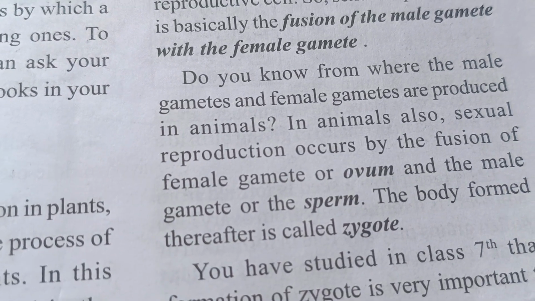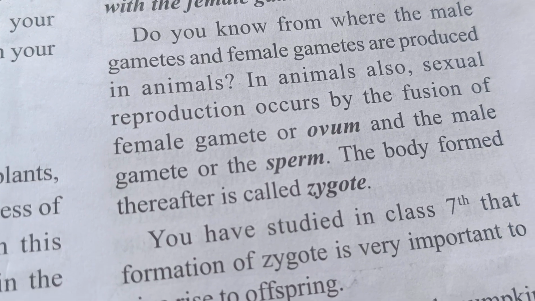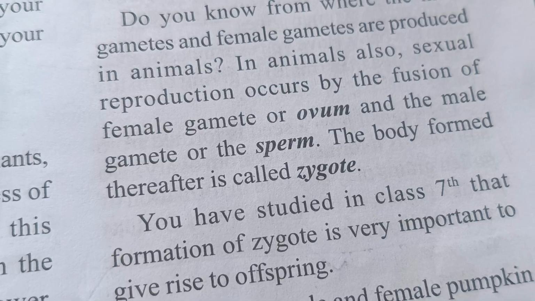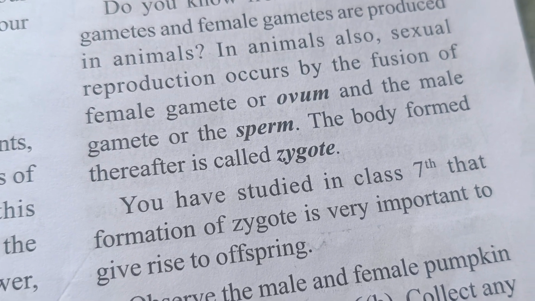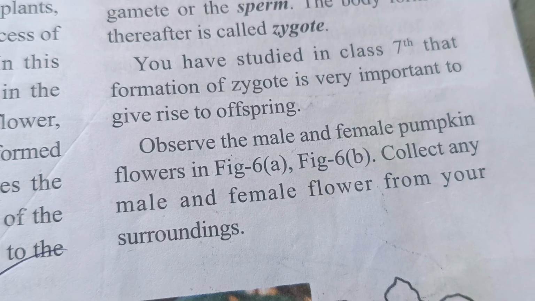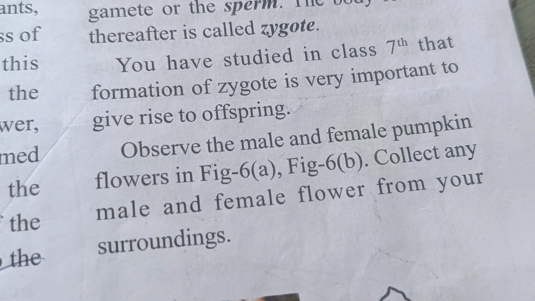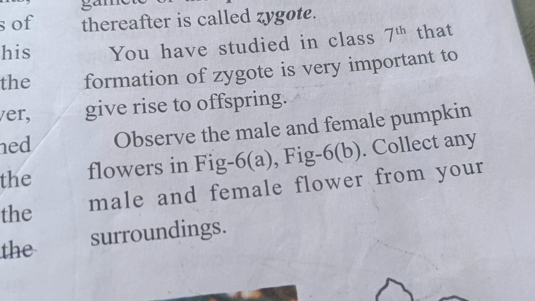Do you know from where the male gametes and female gametes are produced in animals? In animals also, sexual reproduction occurs by fusion of female gamete or ovum and the male gamete or the sperm. The body that is formed thereafter is called zygote.